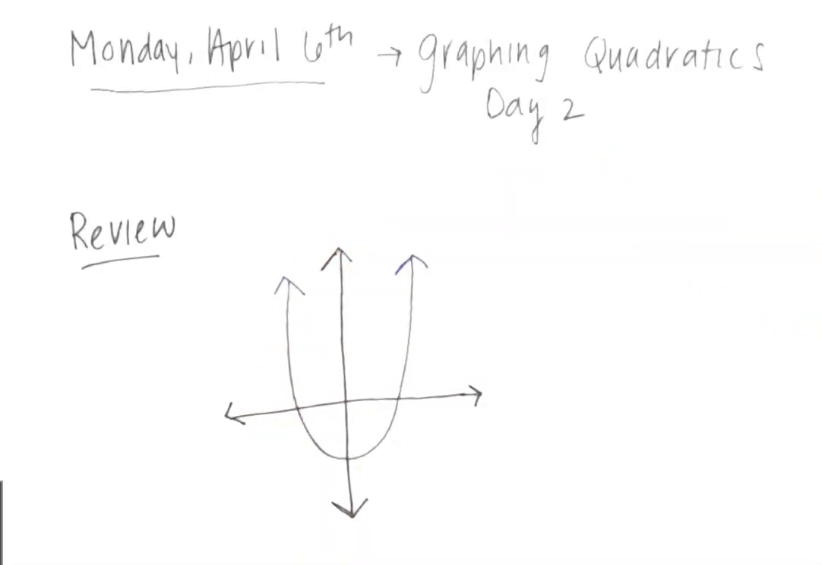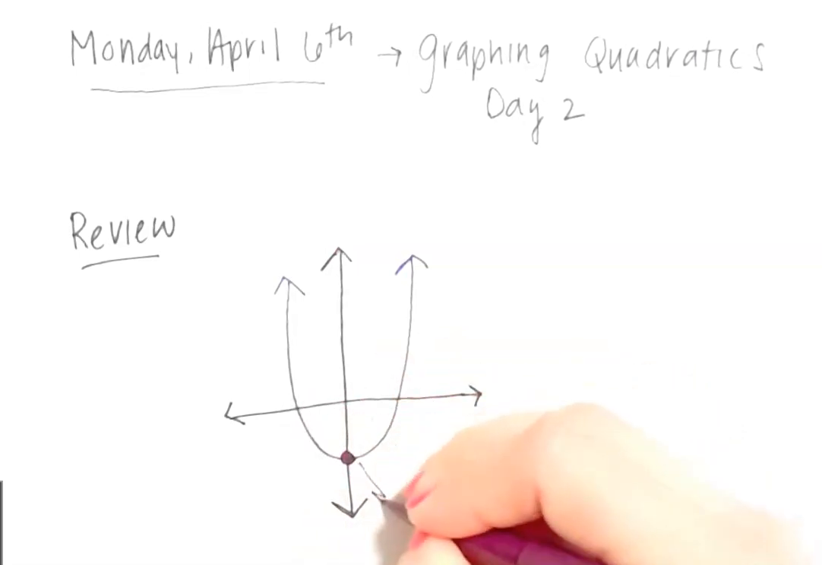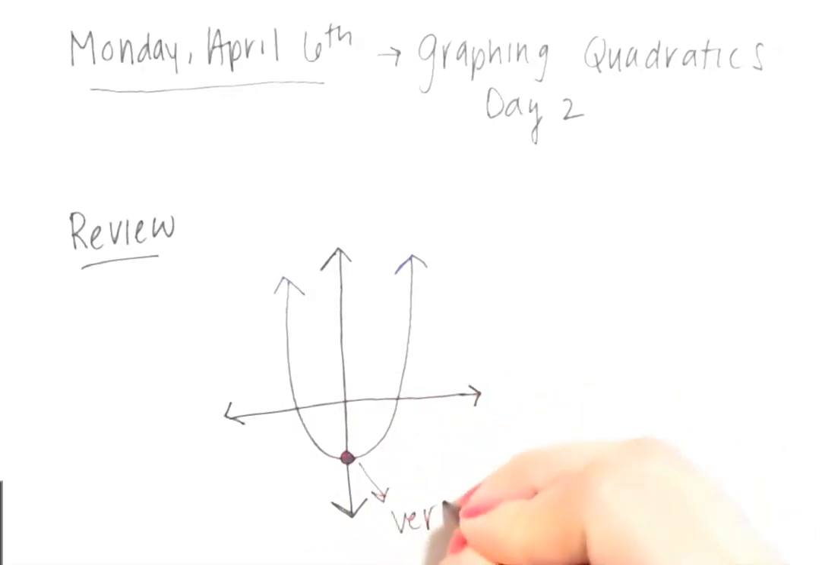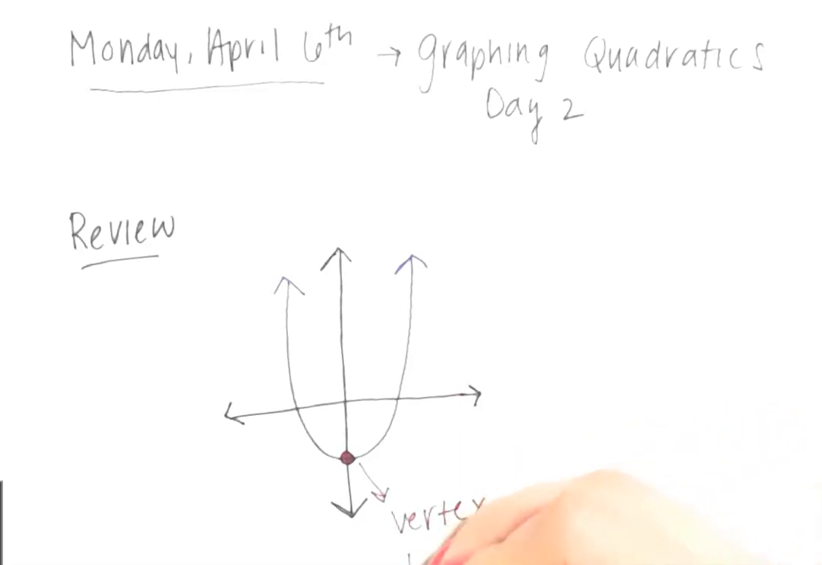Now if we label some stuff on here, remember this point where it turns direction or comes back around is called the vertex. And this would be a max or a min. This one would be a minimum.